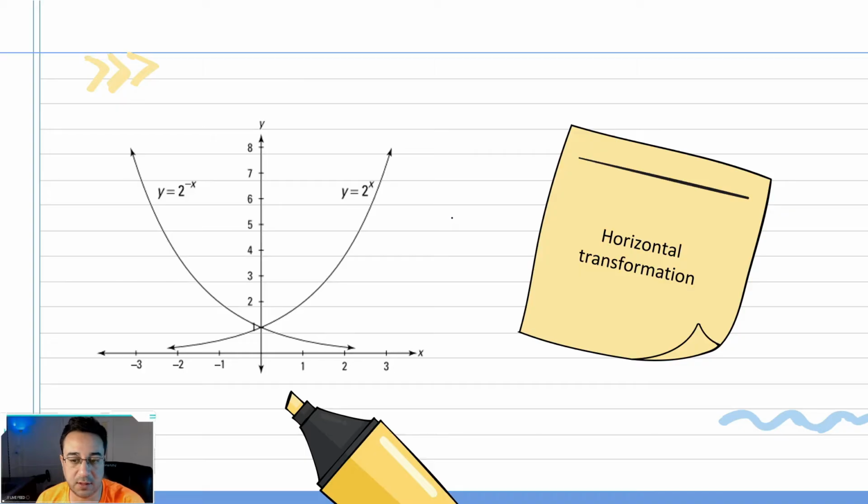Again, another horizontal transformation, you have y equal 2 to the power of minus x, and you have y equal 2 to the power of x, so the exact opposite for the value of x. So we have plus x in the power here, we have minus x in the power here. In this way, both of them are passing through the same point on the y-axis, but they are forming the same shape, but in a mirror kind of feature.